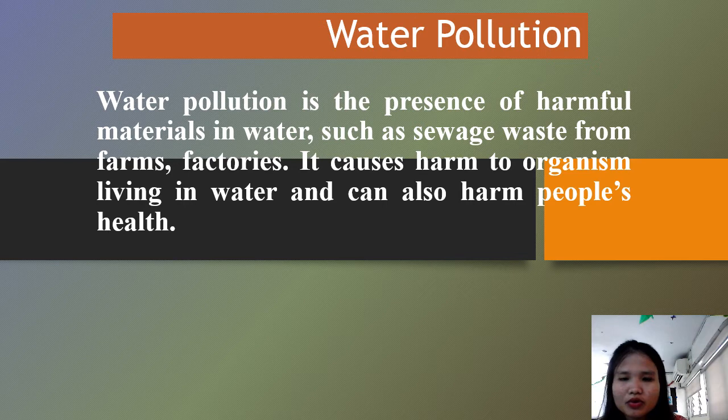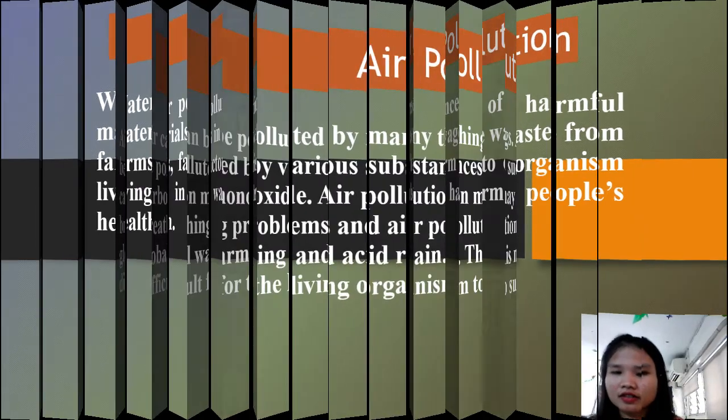They throw harmful material into the waters, such as from the factories. It causes harm to organisms living in the water, and it can destroy the habitat in the water. It can destroy the habitat of fish because of the harmful material from the factories.